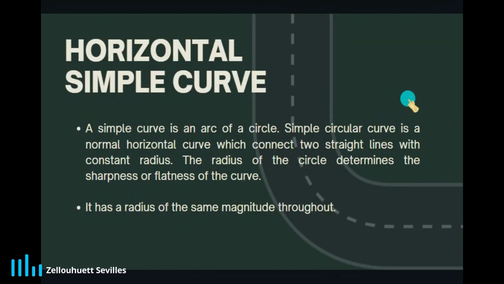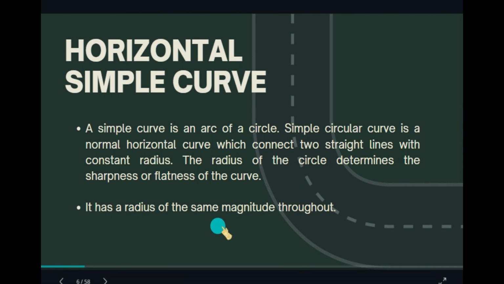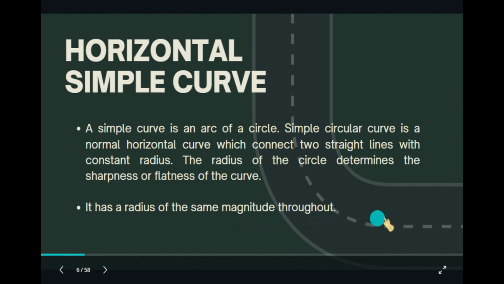Good morning, everyone. I am Zelwit Civilias, and I will be presenting the type of horizontal curve which is a simple curve. A simple curve is an arc of a circle. It is a normal horizontal curve which connects two straight lines with constant radius. The sharpness of a simple curve is also determined by its radius R. A large radius is flat, whereas a small radius is sharp. It has a radius of the same magnitude all throughout.